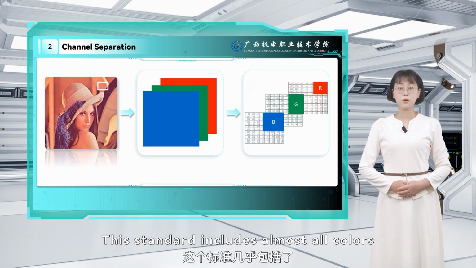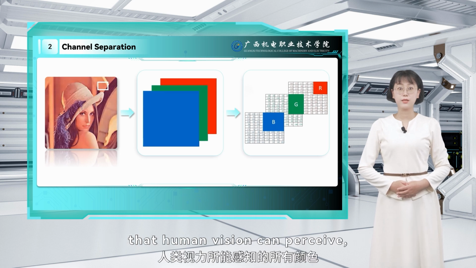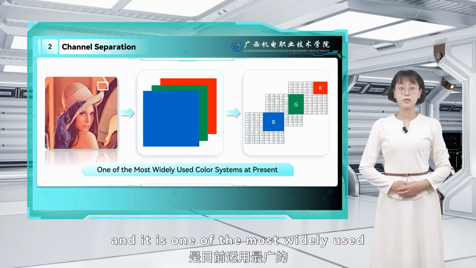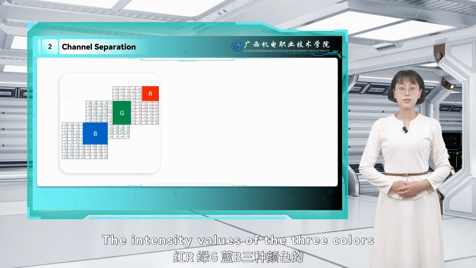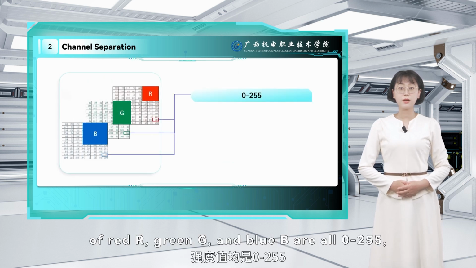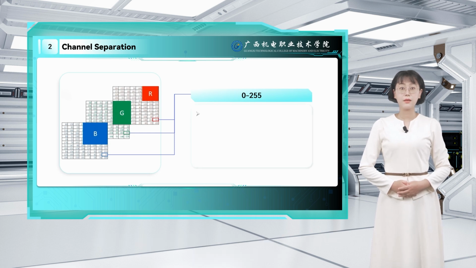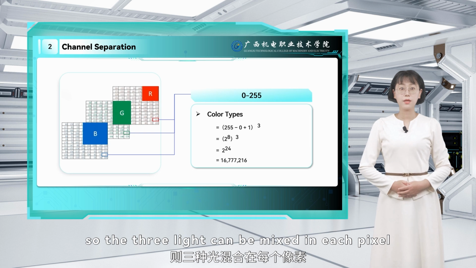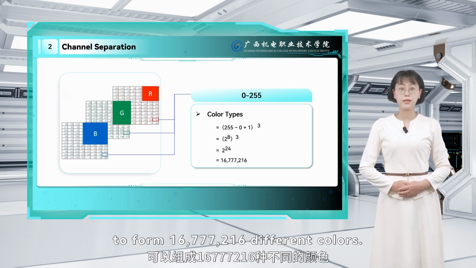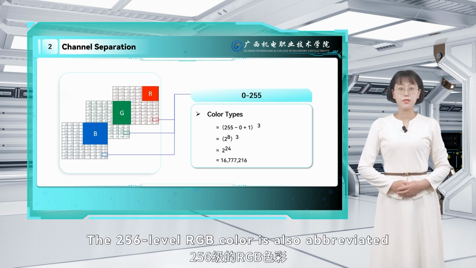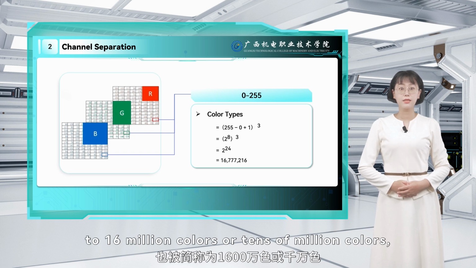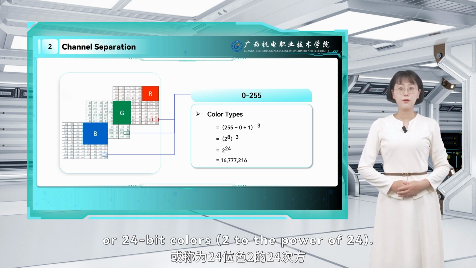This standard includes almost all colors that human vision can perceive, and it is one of the most widely used color systems at present. The intensity values of the 3 colors of red R, green G, and blue B are all 0 to 255. So the 3 lights can be mixed in each pixel to form 16,777,216 different colors. The 256-level RGB color is also abbreviated to 16 million colors, or 24-bit colors, 2 to the power of 24.